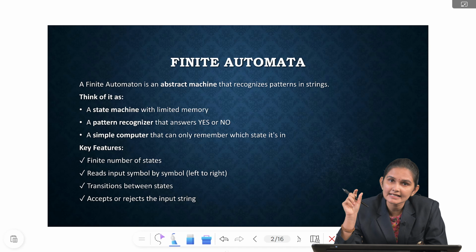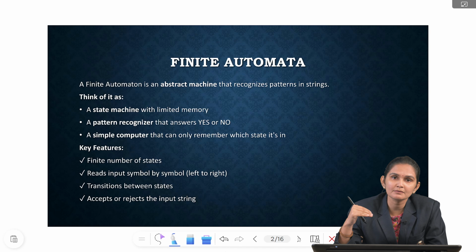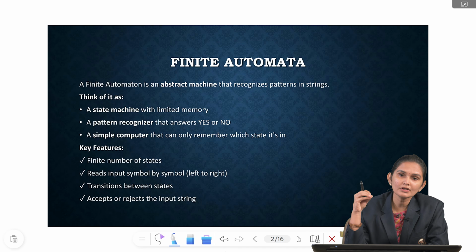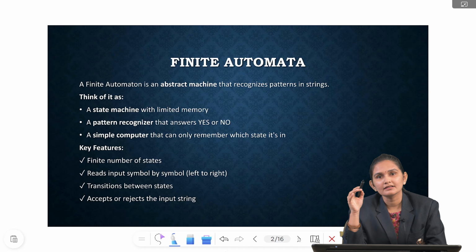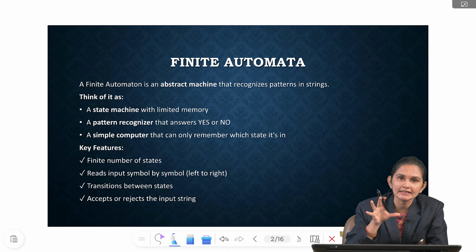It recognizes the pattern, and it will take the language and say whether the language is acceptable by the finite automata or not. The key features of the finite automata are that it takes the states, and through the input symbols it will say whether the string or the language is acceptable by the machine or not.